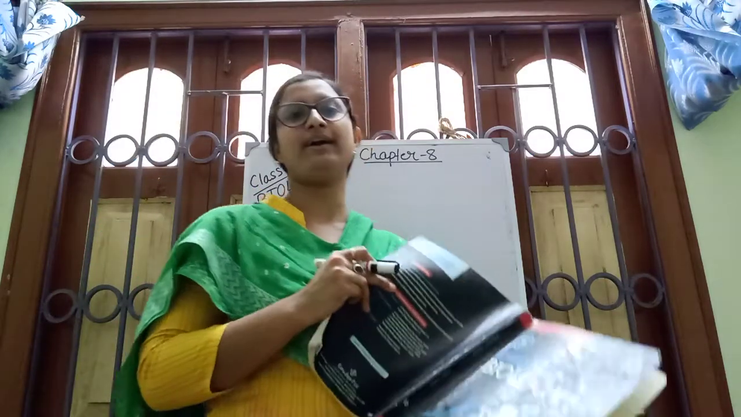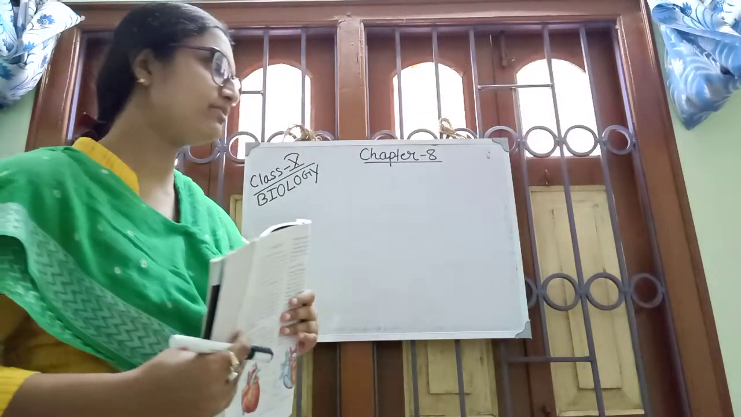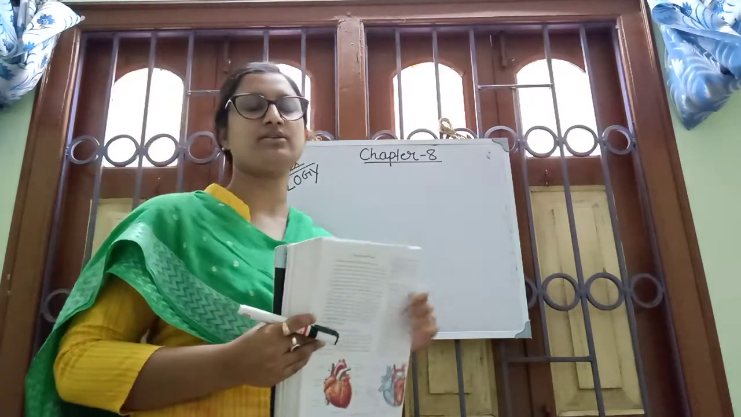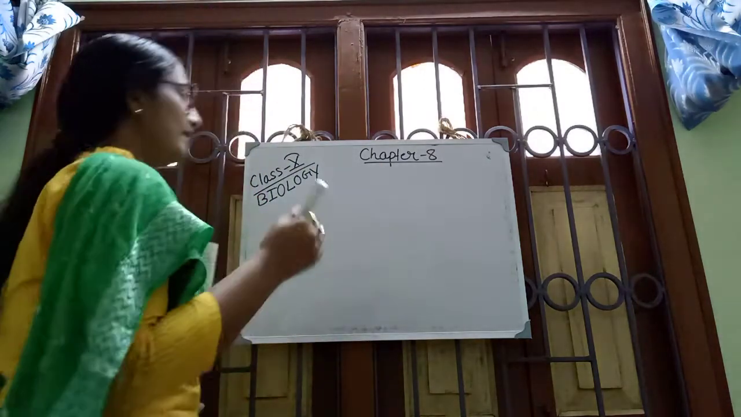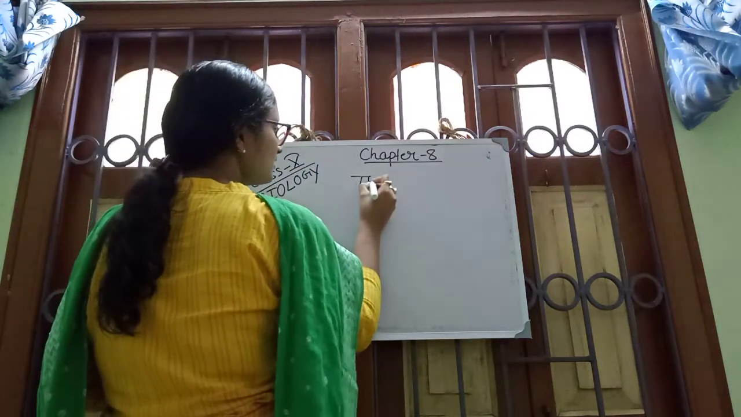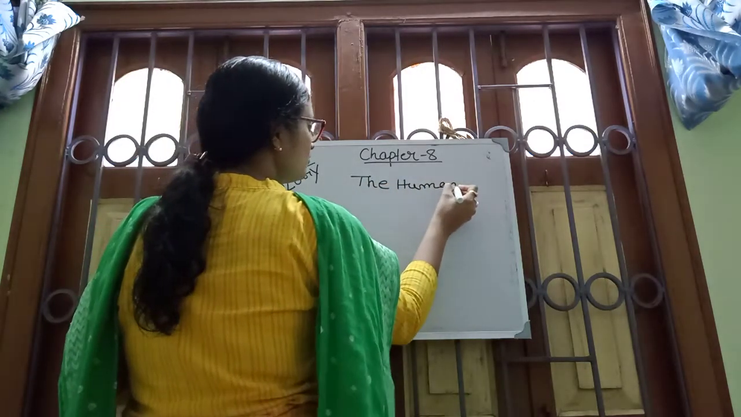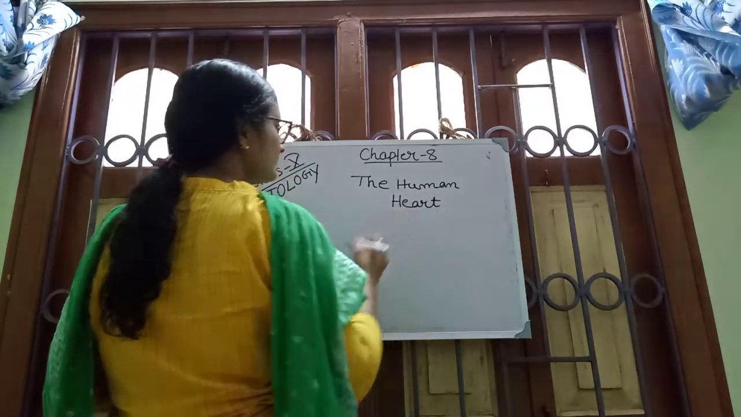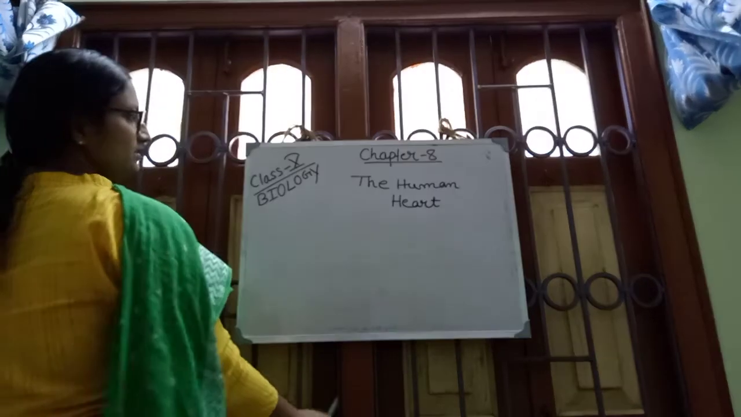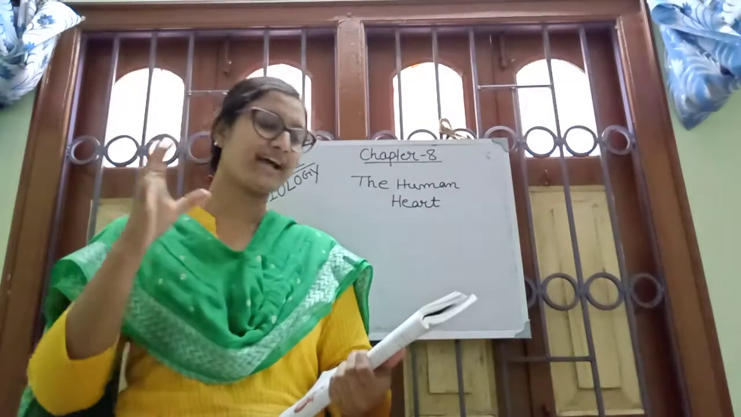We have discussed the different types of blood vessels. Now we are going to start the human heart, the external structure and internal structure. Today I cannot discuss all of the internal structure, only the different chambers. The human heart: here we will discuss the position, shape and size of the heart.